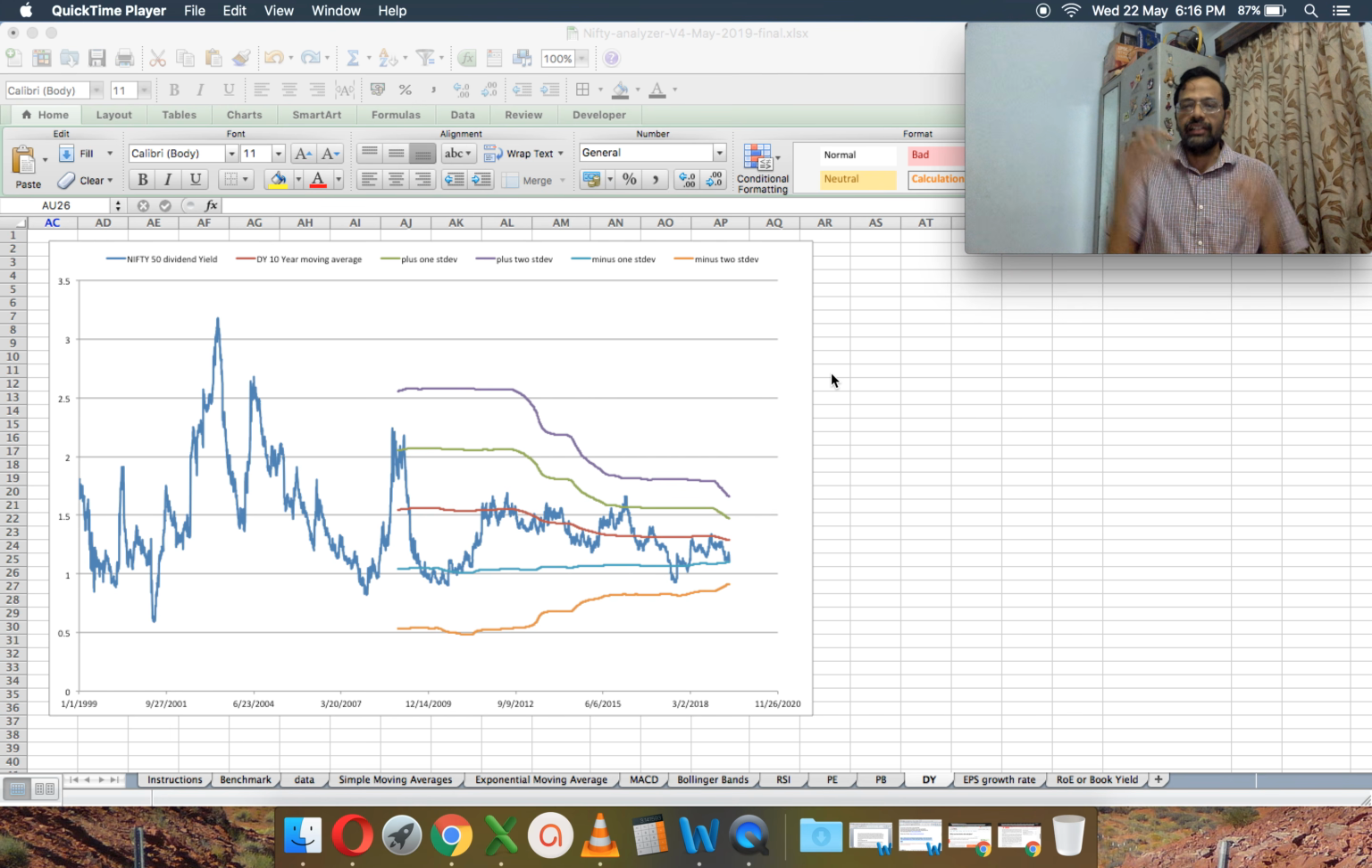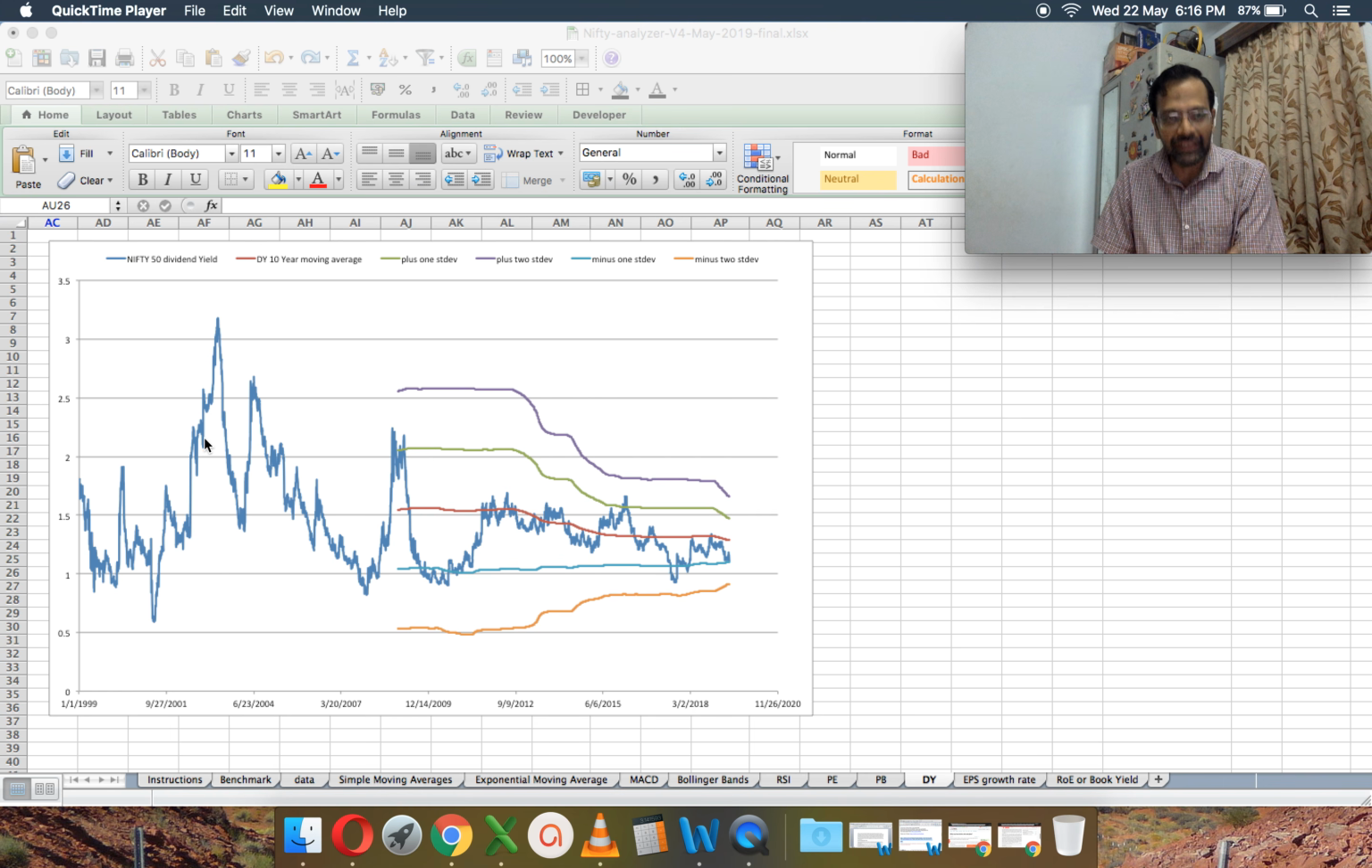The reason why this is different is because in price to earnings and price to book value, the price is in the numerator. But in the dividend yield, the price is in the denominator. So when the market is overvalued, dividend yield will be low because the prices are high. And when the market is undervalued, prices are low, then the dividend yield will shoot up. I hope I didn't confuse you too much.